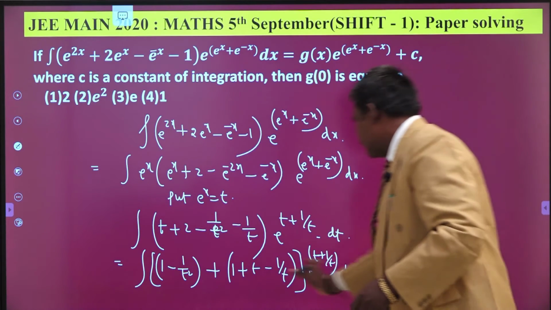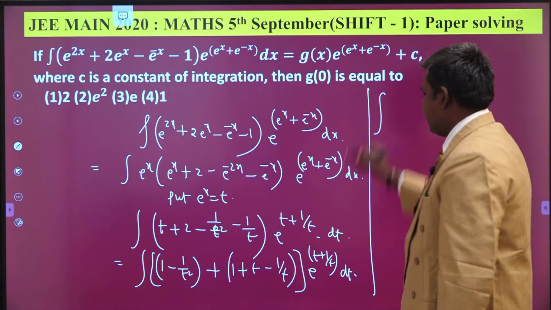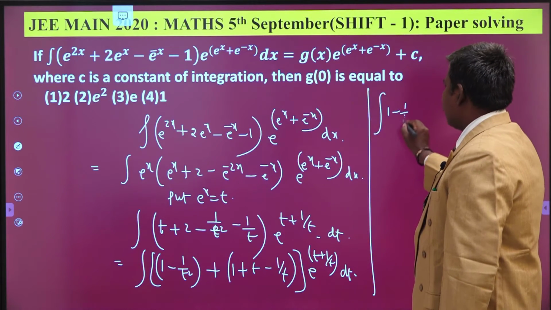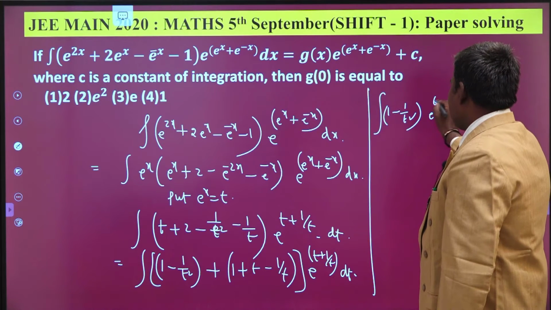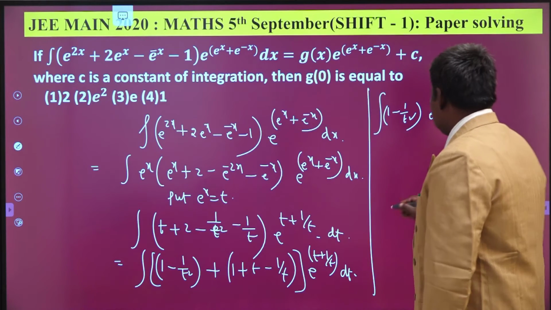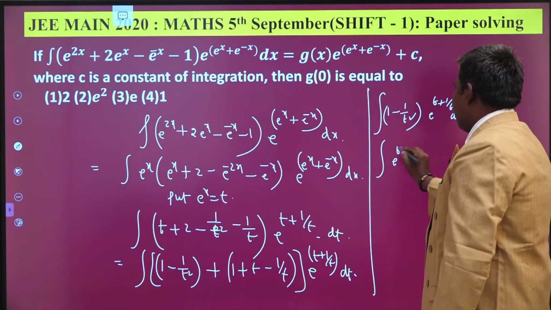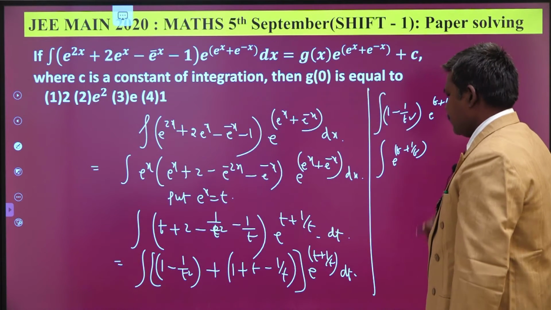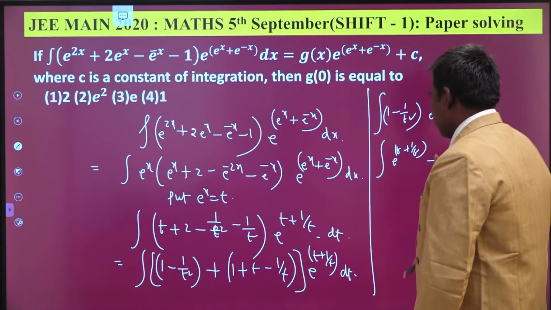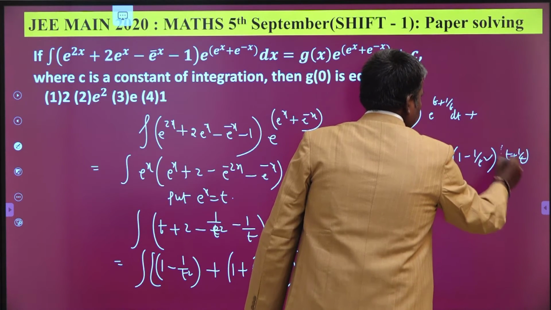So now take e power t plus 1 by t to the inside of the integration, that is inside of the bracket. Integral 1 minus 1 by t square into e power t plus 1 by t dt plus integral e power t plus 1 by t plus t into 1 minus 1 by t square into e power t plus 1 by t dt.